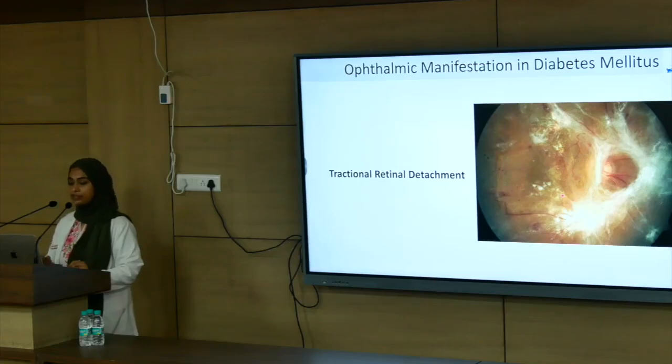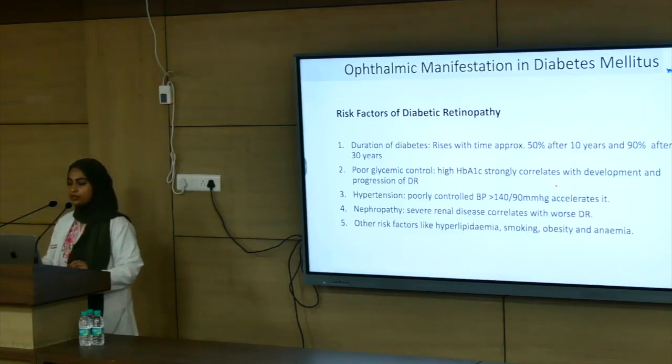And finally, a retinopathic complication that could be seen is tractional retinal detachment, seen mostly in advanced diabetic eye disease. Moving on to the risk factors of diabetic retinopathy, first one being the duration itself. So, the chance of developing diabetic retinopathy increases to 50% after 10 years and to 90% after 30 years of having diabetes mellitus. The second is poor glycemic control, hypertension, nephropathy, and other risk factors include hyperlipidemia, smoking, obesity, and even anemia.